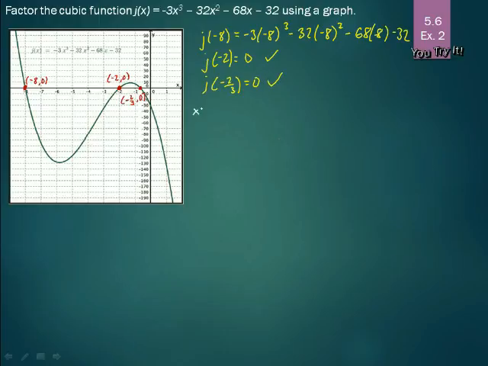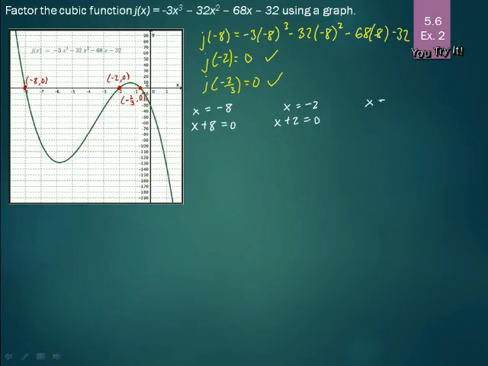And so we know that x equals negative 8. And so making that equal to 0, we can add 8 to the other side, and we know x plus 8 equals 0. And we know that x equals negative 2. So doing the same thing, adding 2 to the other side, that's x plus 2 equals 0.